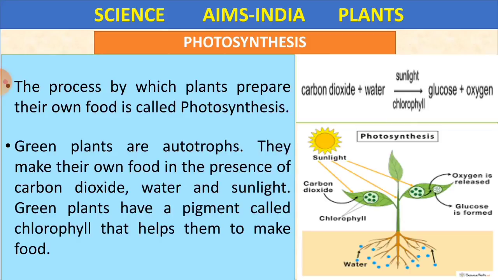As we said, green plants are autotrophs. Auto in the sense nothing but self. So they make their own food. And they make their food in the presence of carbon dioxide, that is the gas in the air which we cannot see. Yes or no, children? The carbon dioxide is a gas in the air, along with water and sunlight.